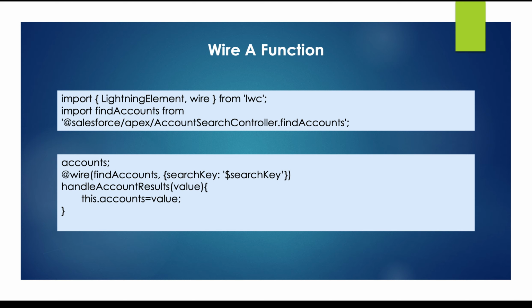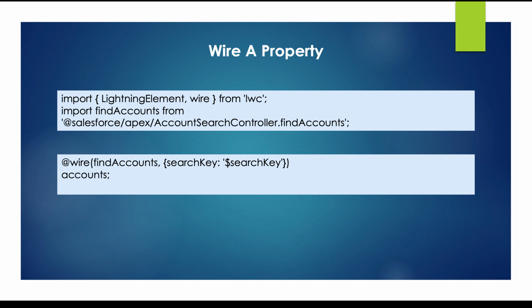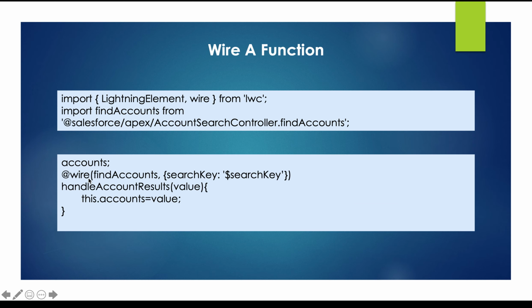The second way is wiring to a function. See the difference here. We were directly mapping to one of the properties, whereas here the only difference is that you are wiring to a function. So we have created a function, handleAccountResults, and the response from our Apex method we get in the value attribute. Then it's our call how to iterate over that, how to parse it, or whatever logical operations you want to perform.